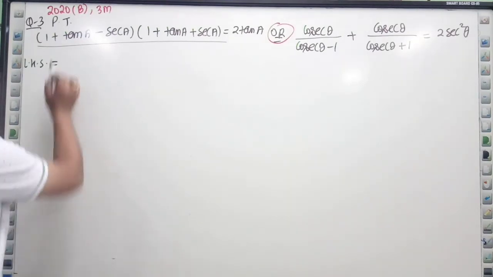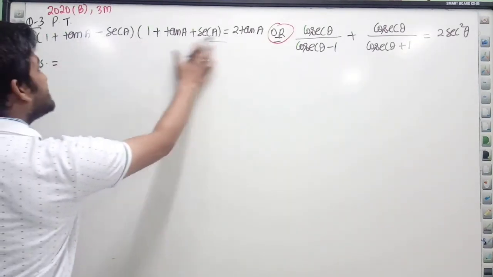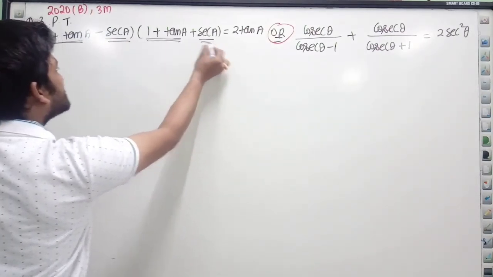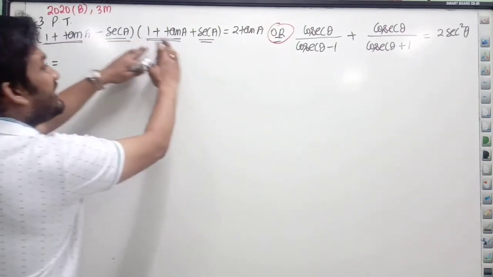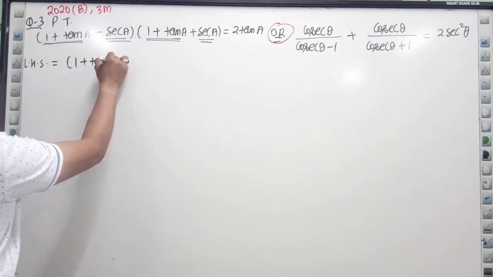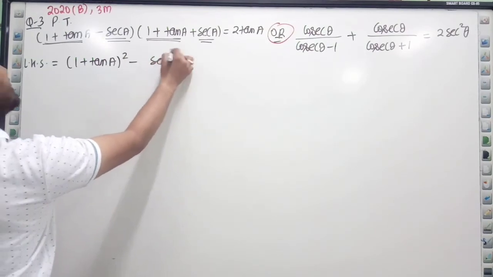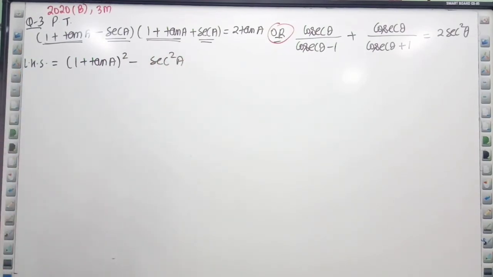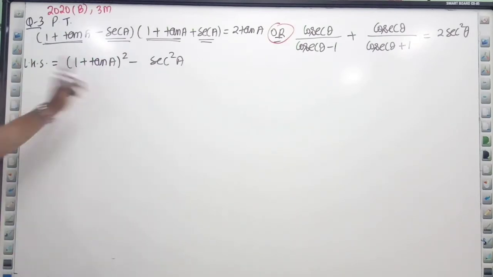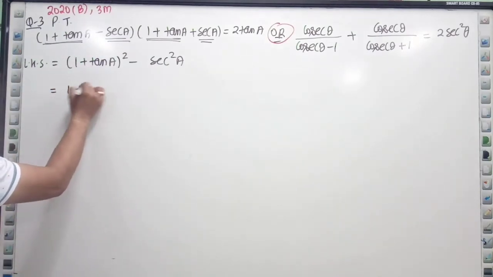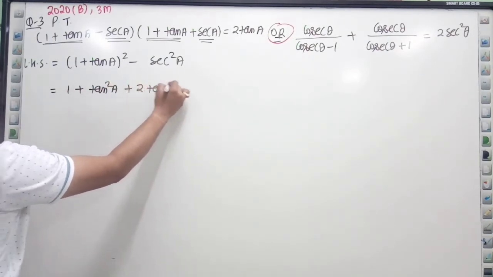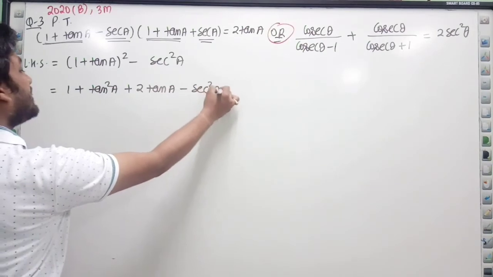What I can do, can I say this is (a minus b)(a plus b)? (A minus b)(a plus b) is what? A square minus b square. This is okay, the first step. (A plus b)(a minus b), a square minus b square. Now (a plus b) whole square is what? A square plus b square plus 2ab, minus sec square a.